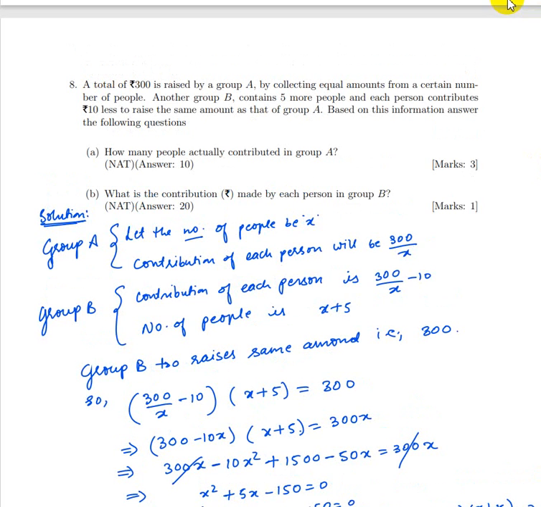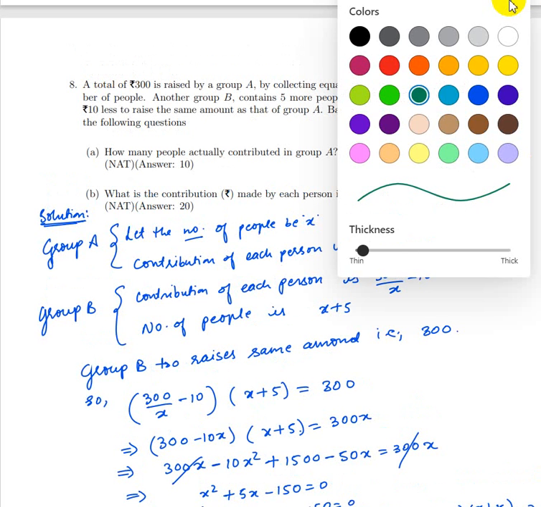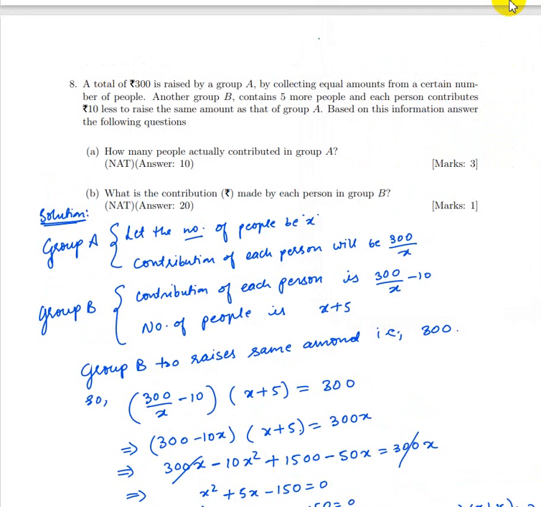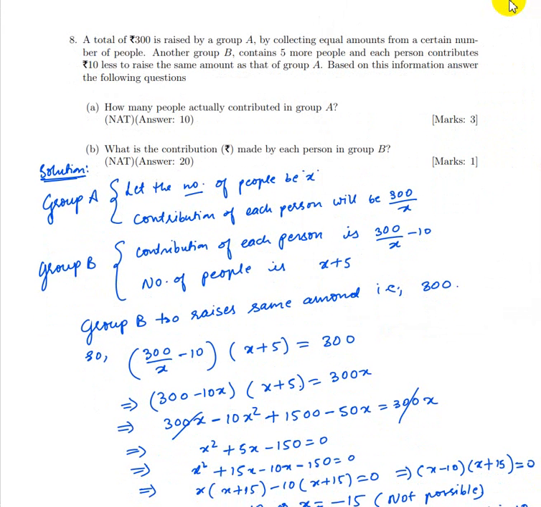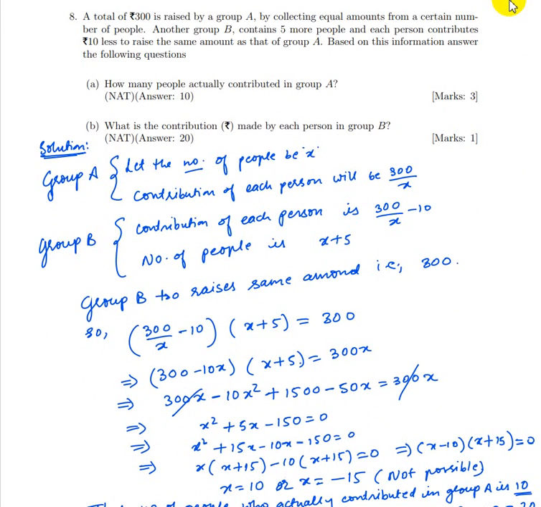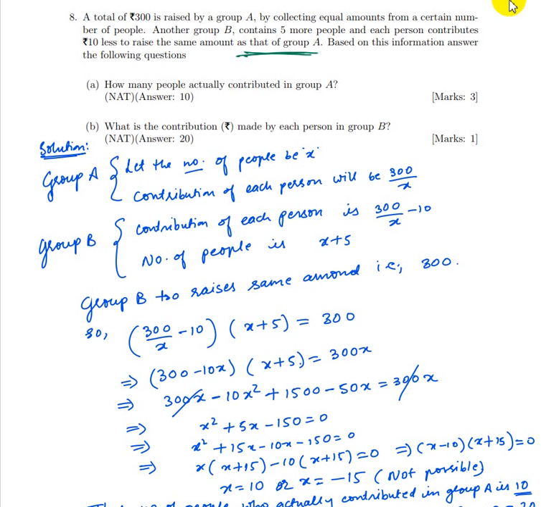This question is again nothing but algebra. A total of 300 rupees is raised by group A by collecting equal amounts from a certain number of people. Another group B contains 5 more people and each person contributes 10 rupees less to raise the same amount as group A. Based on the information given below, answer the following questions. How many people actually contributed in group A? What is the contribution made by each person in group B?